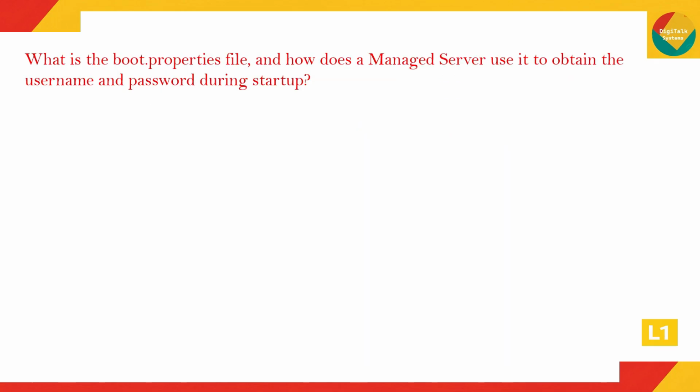What is the boot.properties file and how does a managed server use it to obtain the username and password? We have covered this in detail in the admin server section as well. This boot.properties file contains the username and password that your servers use during startup. What we learned about the admin server: if you are in production mode, then we need to create this file manually inside the admin server folder, in a folder with the name security. Inside that we manually create this file, which is automatically encrypted during the first start.